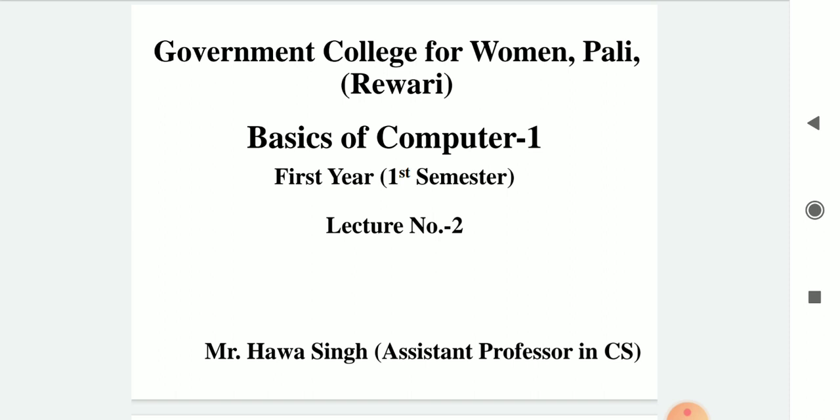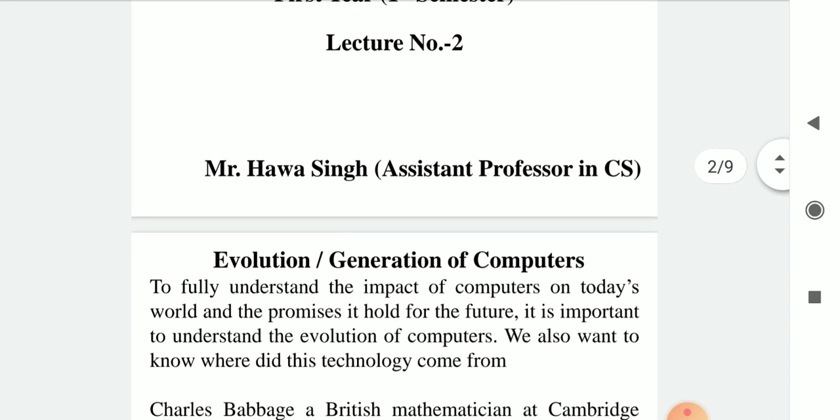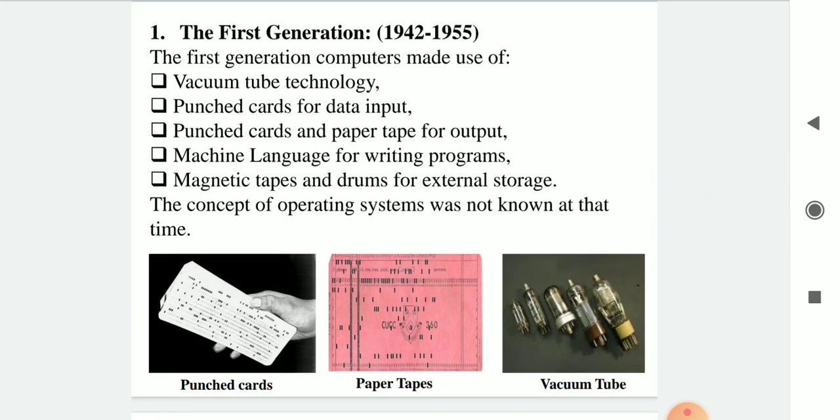The actual progress in the field of computers started in the 20th century. So for the generations of computers, we consider the generations from 1942 to nowadays. The actual progress of the computer started in the 20th century, and it was from 1942. So the first generation of computers is considered from 1942 to 1955.